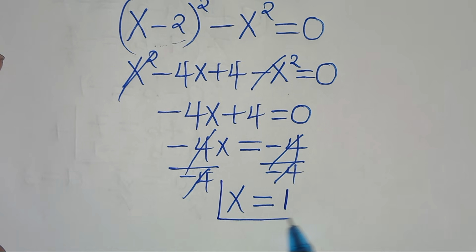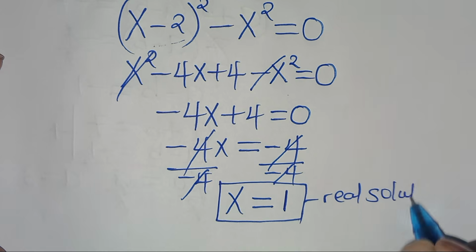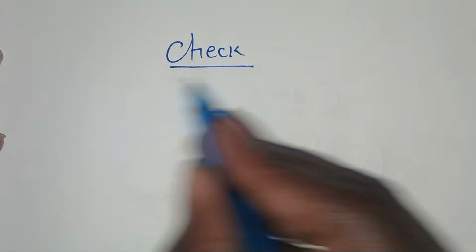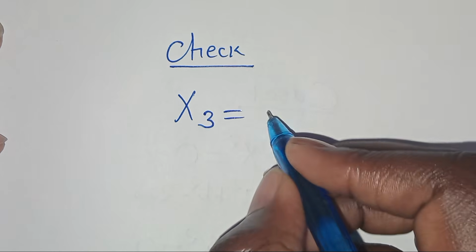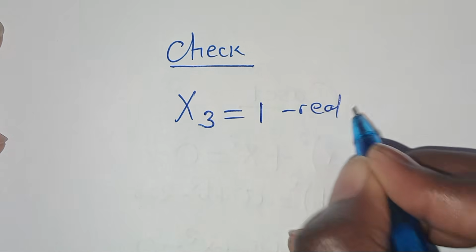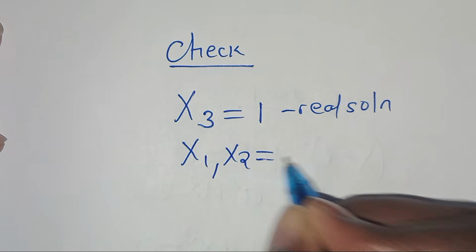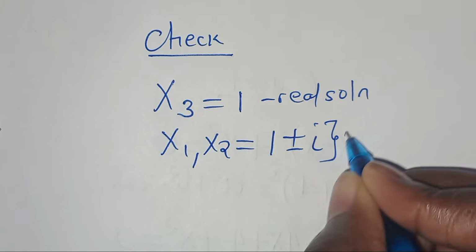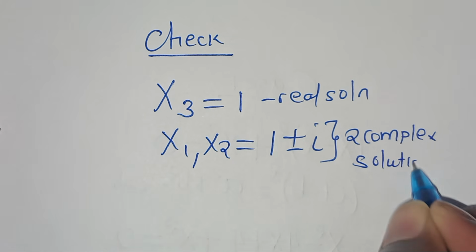This is a real solution. So in other words, we have got 3 solutions here. We have x3 equal to 1, a real solution, and we have x1, x2 equal to 1 plus or minus i. These are two complex solutions.